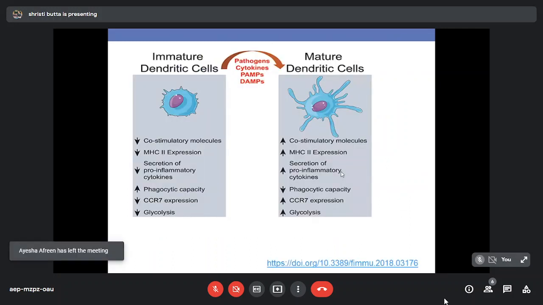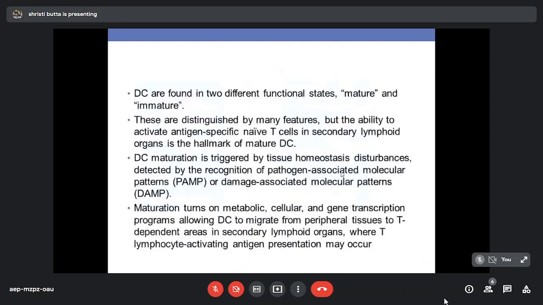Now, there are two types of dendritic cells we've already discussed. However, whenever a dendritic cell undergoes stimulation, in the form of pathogens, cytokines, pathogen-associated molecular patterns or damage-associated molecular patterns, it changes from its immature type to a mature type. Subsequently, there is a change in the co-stimulatory molecules, MHC class 2 expression, secretion of pro-inflammatory cytokines, phagocytic capacity, CCR7 expression, and glycolysis. These dendritic cells are found in two functional states. There are distinguishing features, but the ability to activate antigen-specific naive T cells in secondary lymphoid organs is a hallmark of the mature dendritic cell.